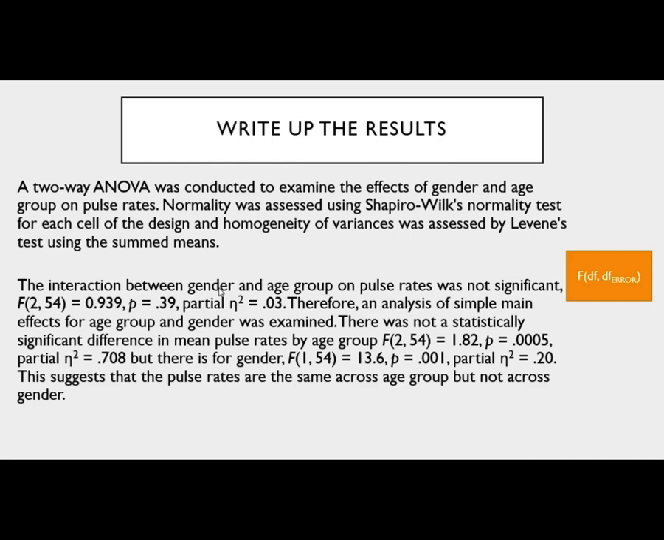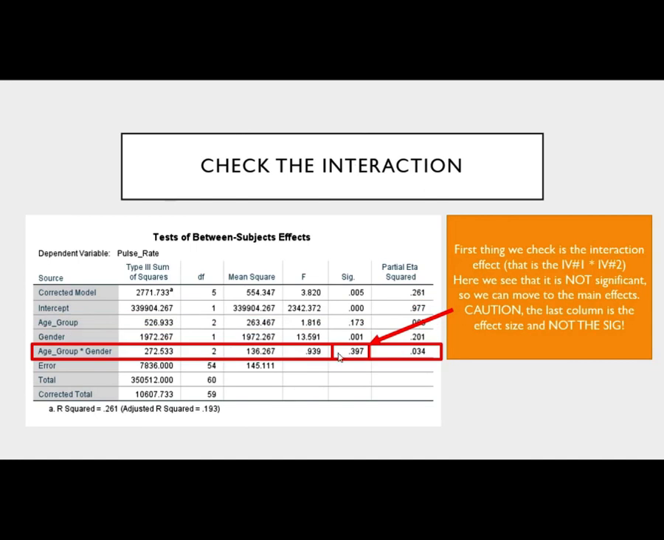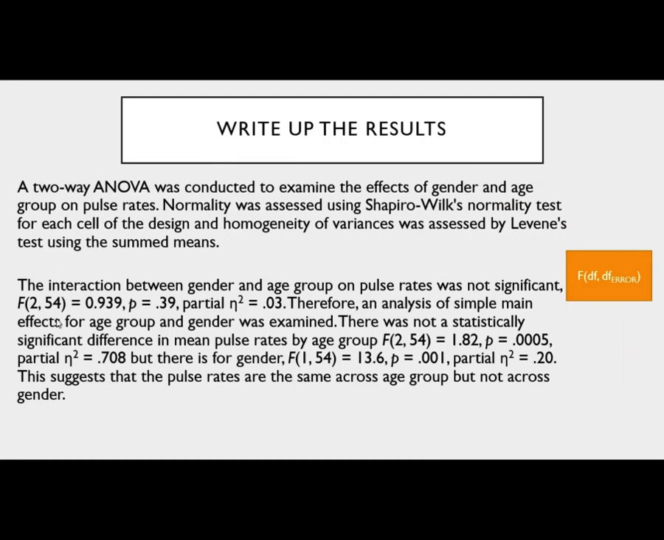The interaction between gender and age group on pulse rates was not significant. F of 2 and 54 is equal to 0.939, actually, so the first one we're reporting is this one. That's this 0.939. I just don't want you to get confused. So the interaction was not significant, F(2, 54) = 0.939, p = 0.39, partial eta squared. Last time we did eta squared, now it's partial eta squared. And you can just write it out.